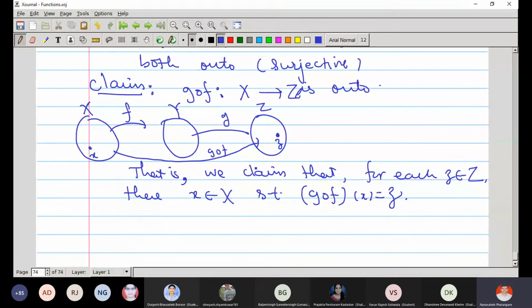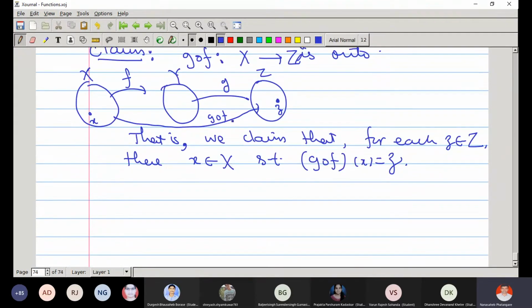Okay, so what is the strategy now? How to start? How to start the process? See, this is our claim, right? Key: for every element. So how to start?